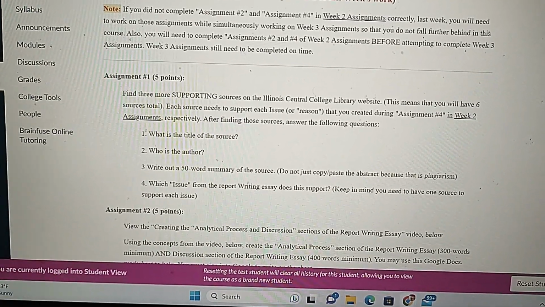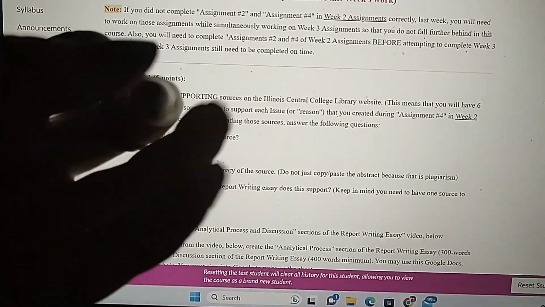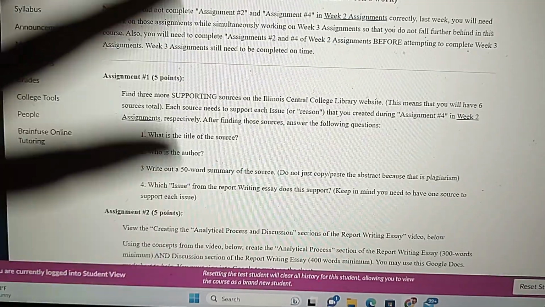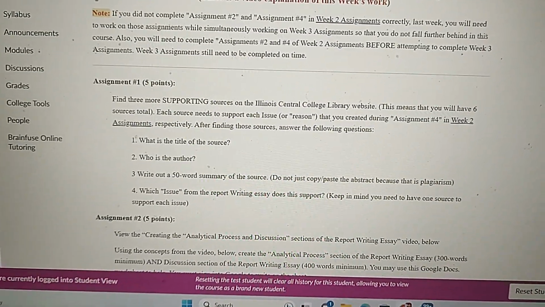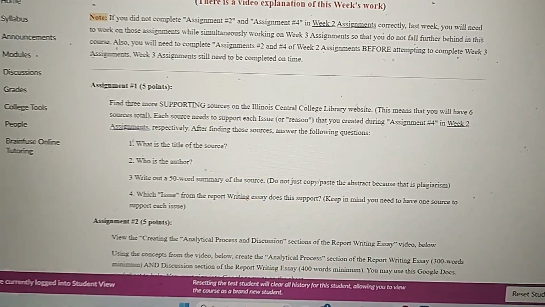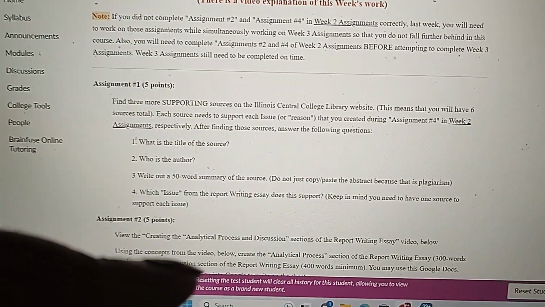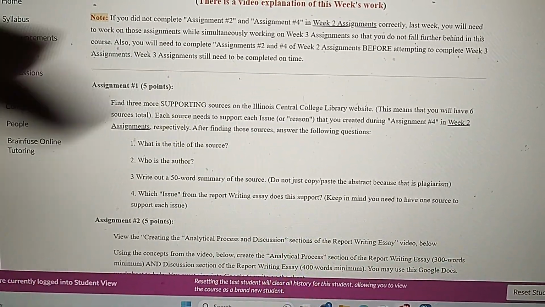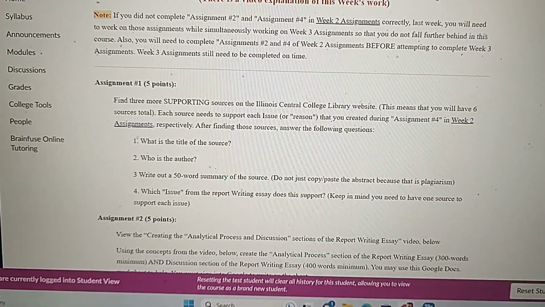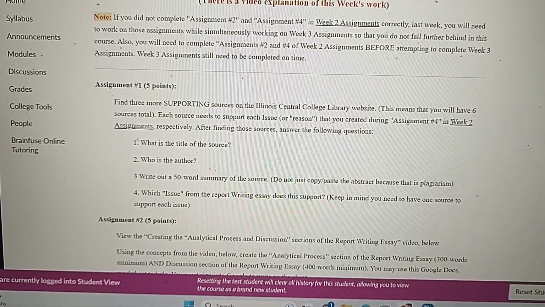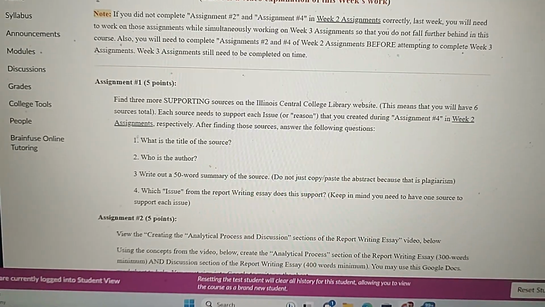Okay, so assignment number 1. Professor, what are you asking us to do? For the first assignment, you need to find 3 more sources on the ICC library website. This means that you will have 6 sources altogether: you found 3 last week, and you're finding another 3 this week. You need to make sure that the sources you find support one of the issues. So each issue should have a source underneath it that supports the issue. We'll go through that.